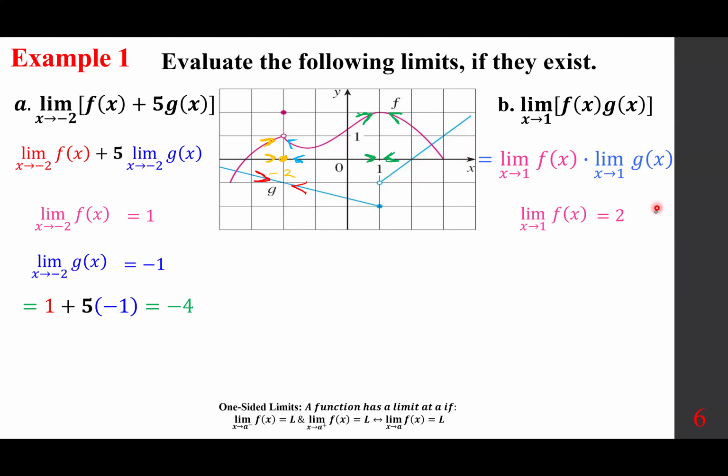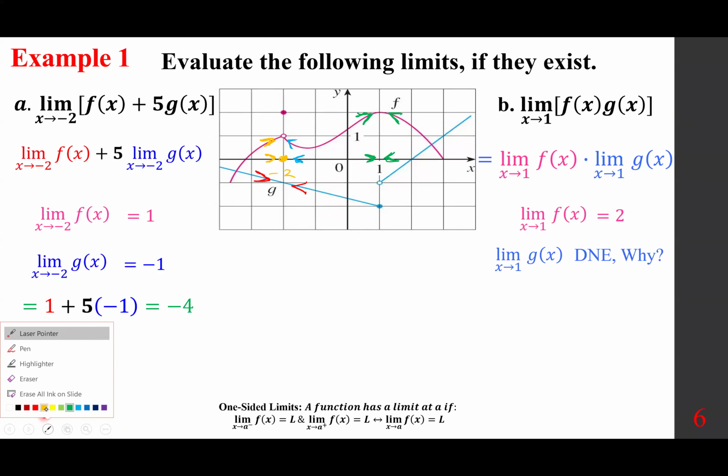What about this piece? The limit of g of x as x approaches 1 does not exist. The question is why? Well, from the left and right of 1, we are looking at the blue graph. So from the left, we are moving this way, which means we are moving towards this point, and it has a y coordinate -2.